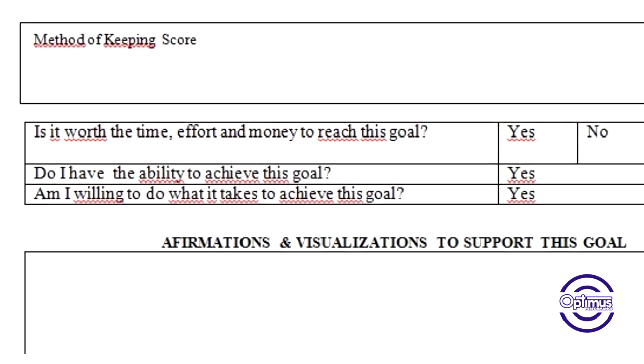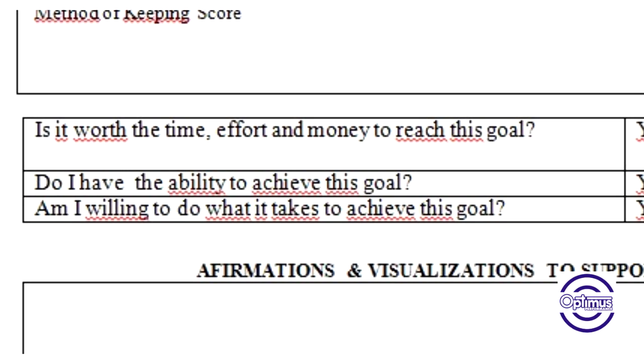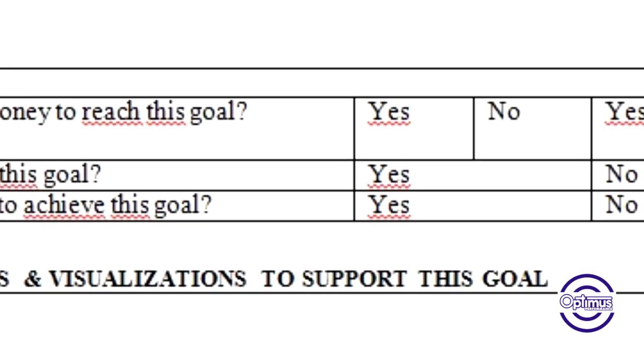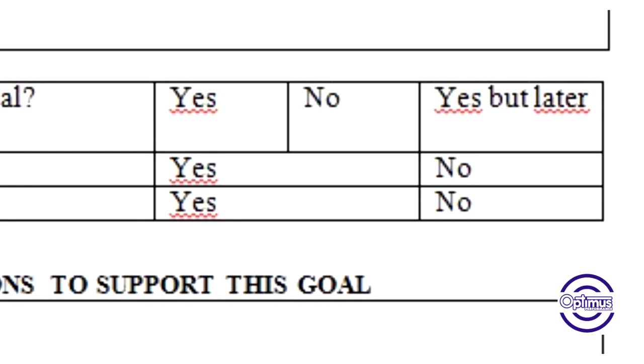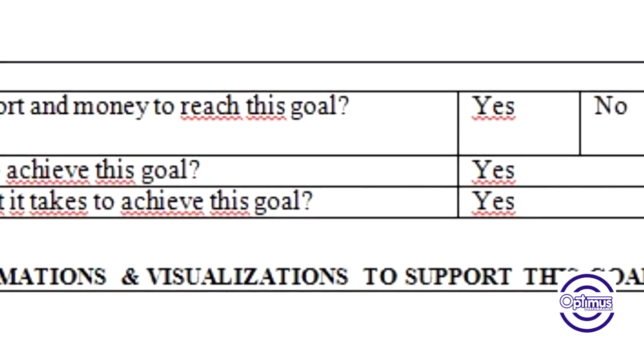Once you've done that, there's 3 key questions to ask. The first one is, is it worth my time to achieve this goal? And the answer is yes, no, or yes, but later. And this is very important. These are honesty type questions.